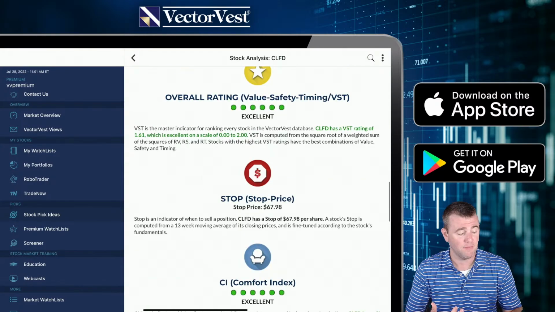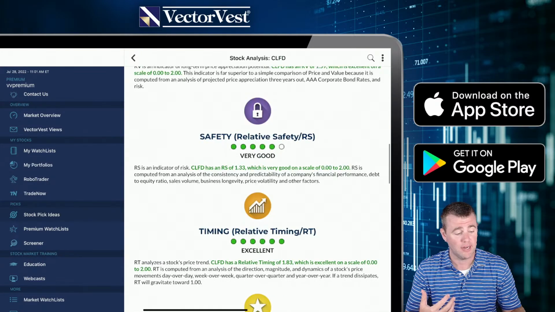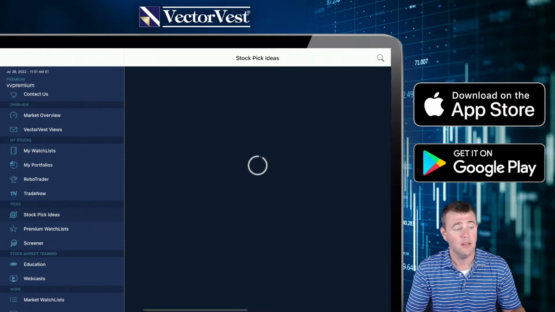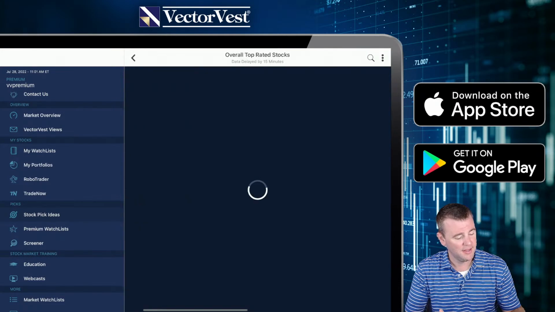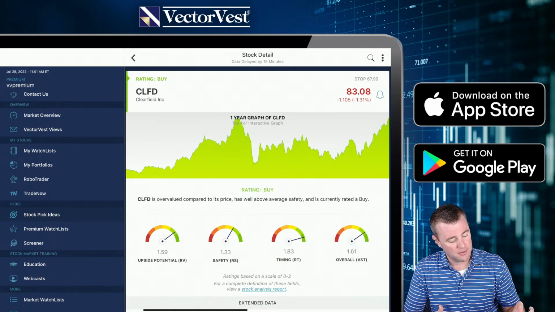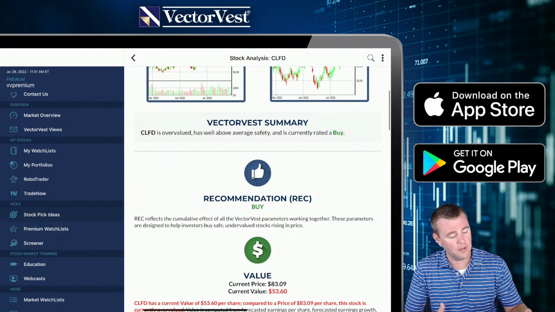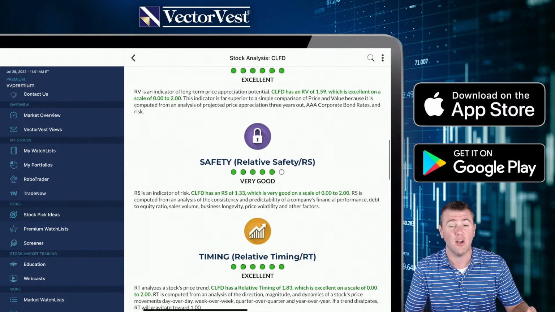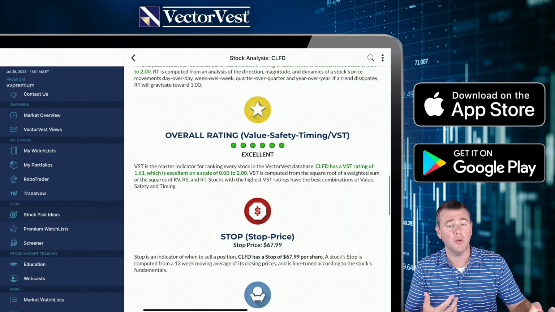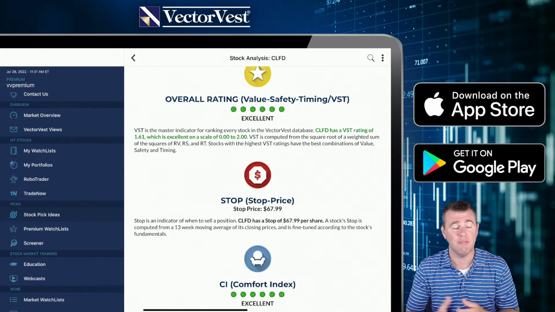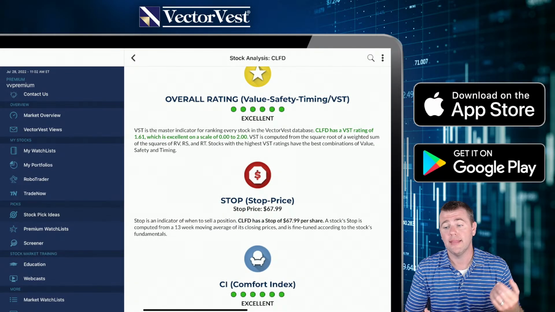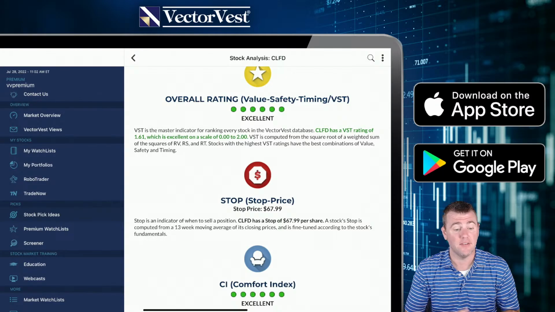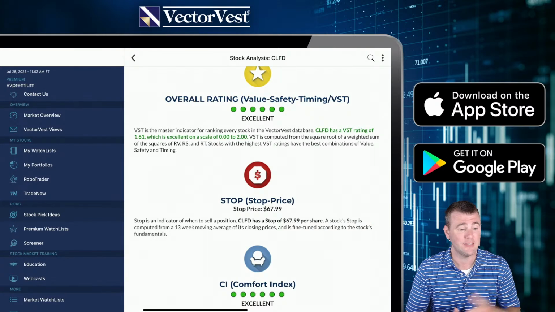So what I mean by that is if the company has a good RV and RS rating like we see here with CLFD, then, oh, whoopsies, accidentally fat fingered that one. Let's go back into it. So if it has good fundamentals like we see here, strong RV and an RS score, we'll lower that 13-week moving average down to give that stock more wiggle room before that stop price is met. Now, if it's an aggressive stock, one with poor fundamentals, let's say a speculative play, then we'll move that stop price closer to the current price to hit that stop price quicker.